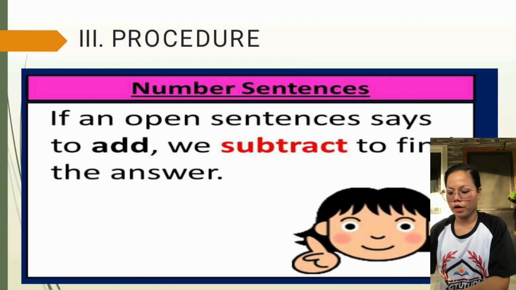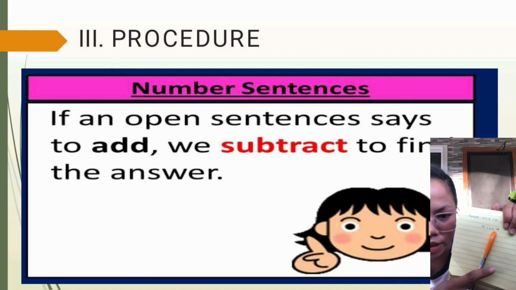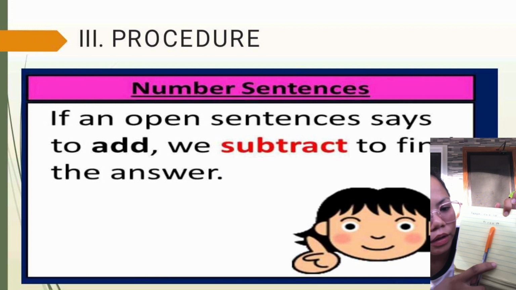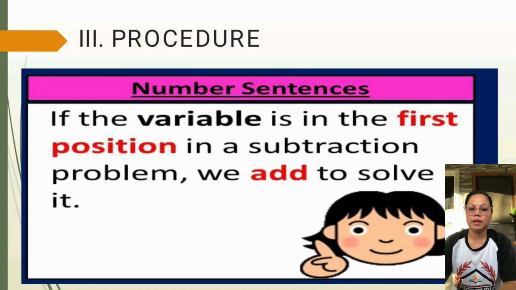Another example, we have here 51 equals n plus 29. The operation is addition, so we have to do the inverse operation. We just subtract to get n. So 51 minus 29 is equal to 22. So the n there is 22. Next, if the variable is in the first position in a subtraction problem, we add to solve it, like this.